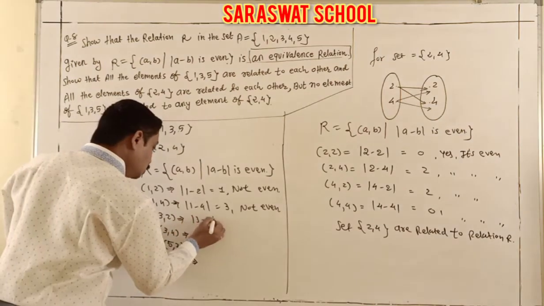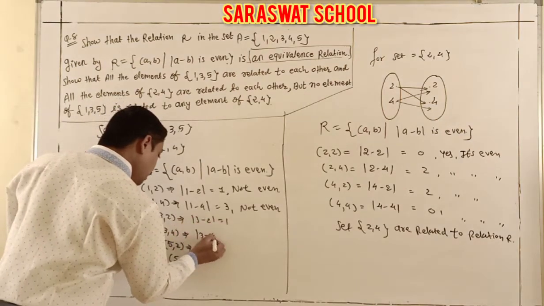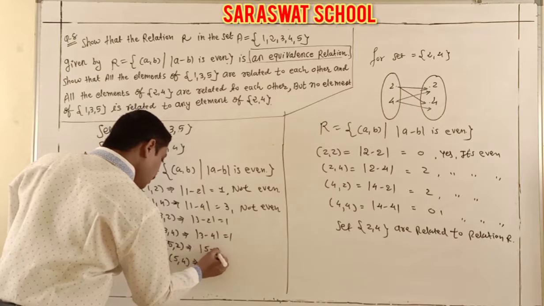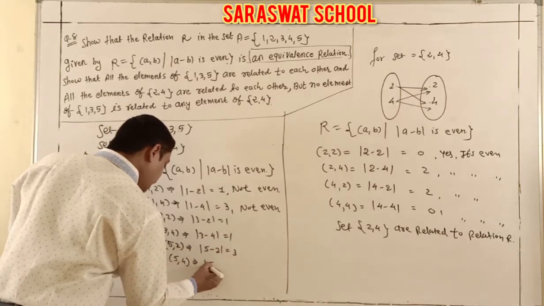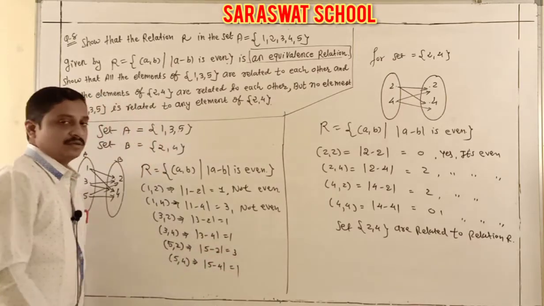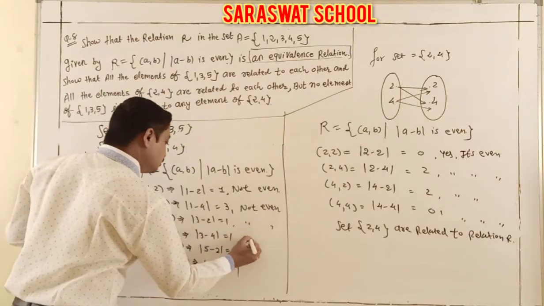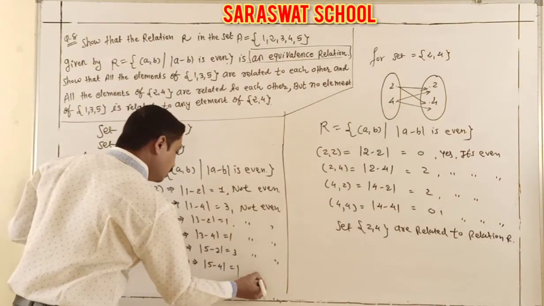So 3 minus 2 is 1. 3 minus 4 is 1. 5 minus 2 is 3. And 5 minus 4 is 1. All are not even. Not even, not even.